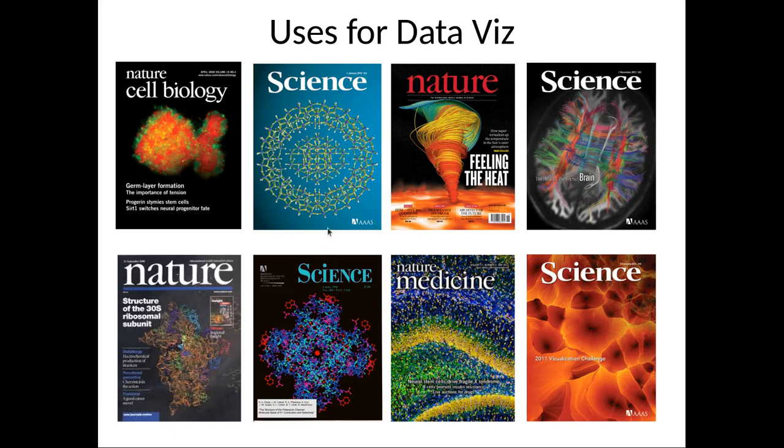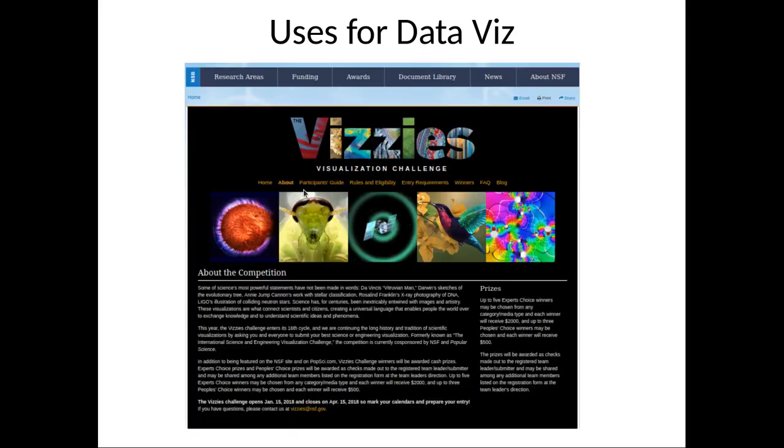Some more use of data visualization. A big use of data visualization is to create interesting, eye-catching pictures, so they can be used on magazine covers. There is a very popular visualization competition held annually, called Vizzies Visualization Challenge, and the competition is mostly about creating visualization which can explain, interpret, and communicate data clearly, but also interestingly and engagingly.